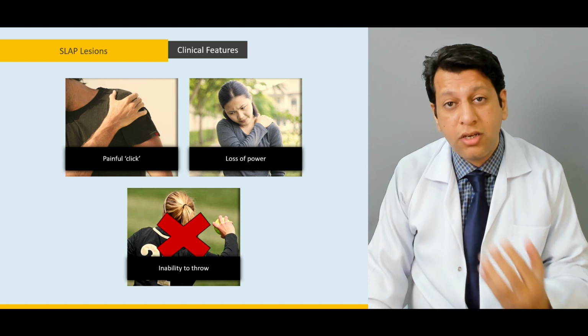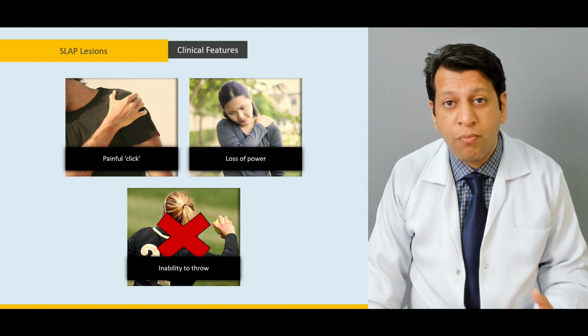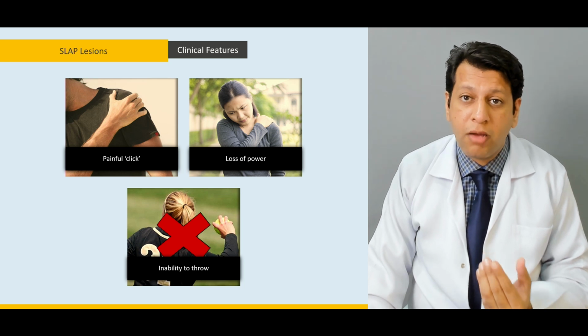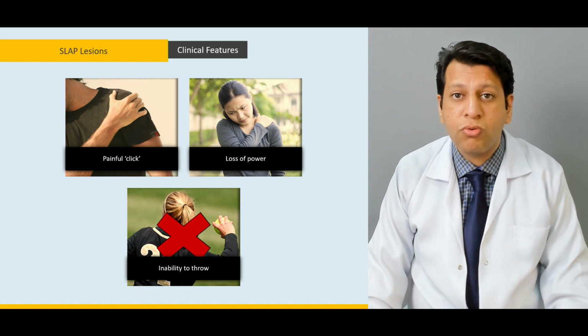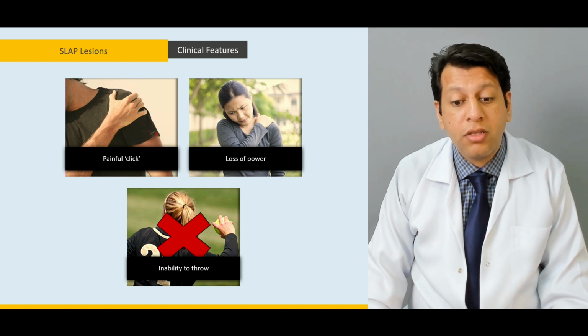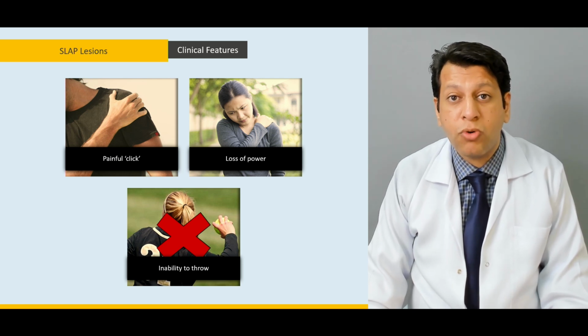This loss of power is due to instability produced at the shoulder joint and inability to throw. Initially there may be loss of power, and eventually if things get grossly unstable, or the labral tear expands throughout and involves all parts of the labrum, the patient may not be able to throw the ball properly, and eventually throwing will lead to dislocation of the shoulder joint.